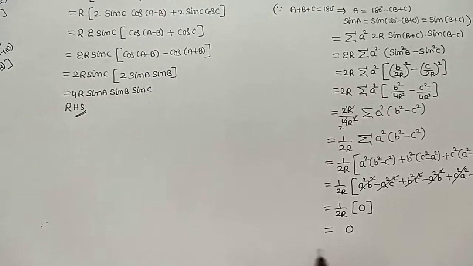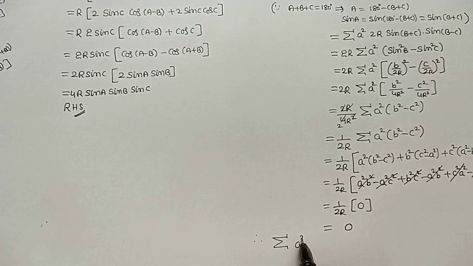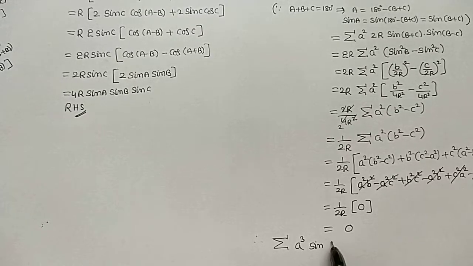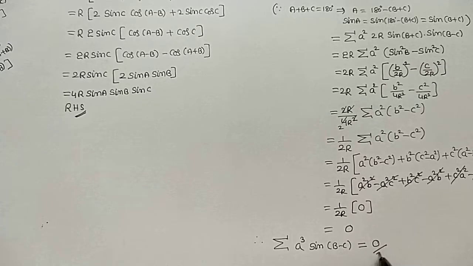Therefore, conclusion step, summation or sigma A cube into sine of B minus C is equal to 0. Hence proved.